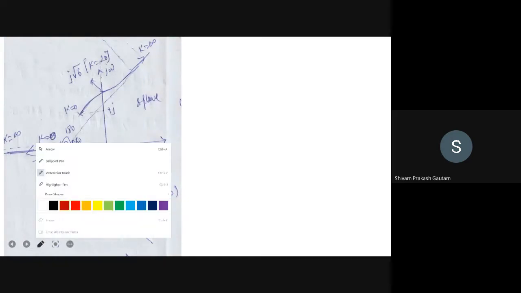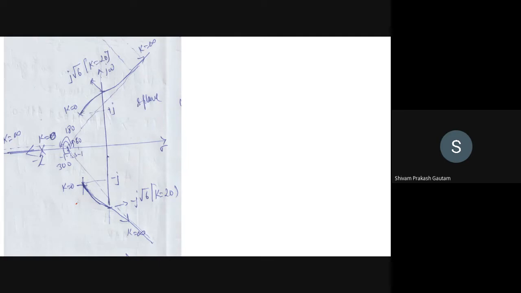So I will be explaining this point. You can see that there are two poles here and here, and there is another pole here. The value of gain k is 0 starting from here and terminating at infinity here. So this is one root locus branch. Next we have to calculate the centroid as well. The centroid is minus 1.33. So this is angle 60, this is angle 180, and this is minus 300.